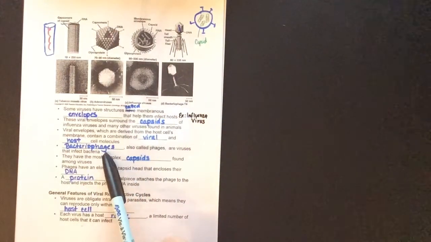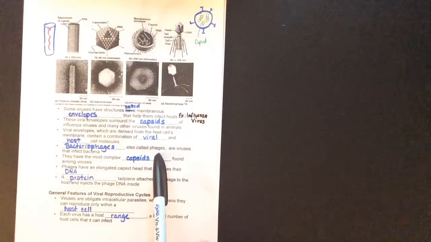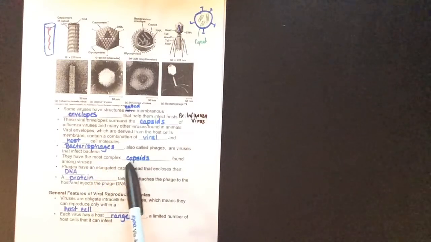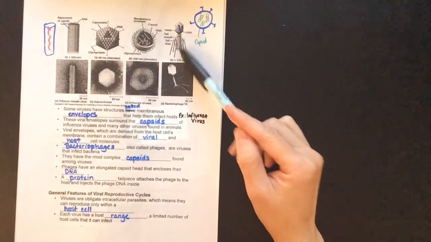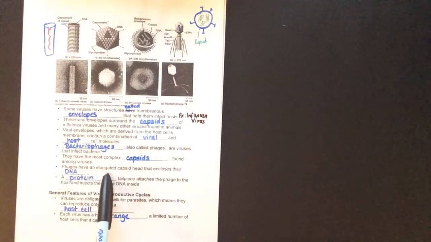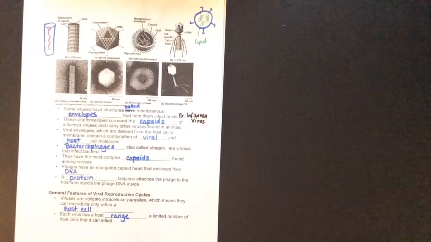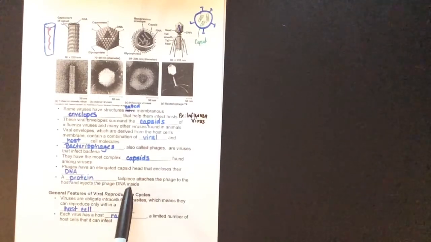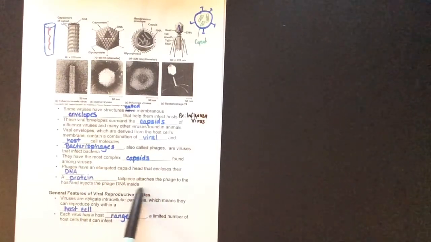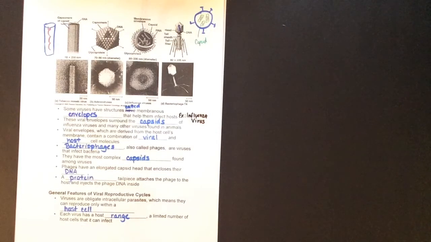The last one, the bacteriophages, are also called phages and are viruses that solely infect bacteria. They have the most complex capsids found among viruses. They have the capsid head that encloses their DNA, and then their tail piece with the fibers are made out of protein. That tail piece, remember, attaches to the host, which is the bacteria, and injects the DNA inside. And so that's how they work. That's just a brief overview of the structure of viruses.